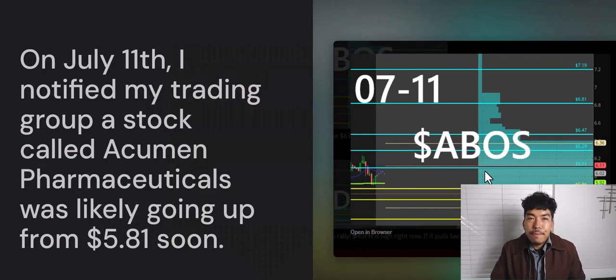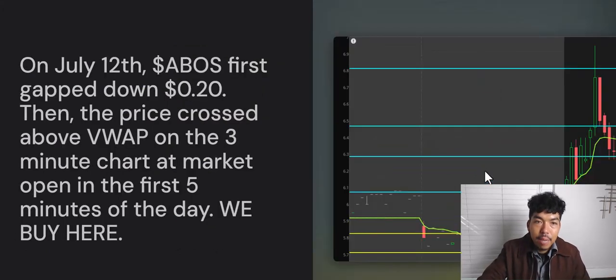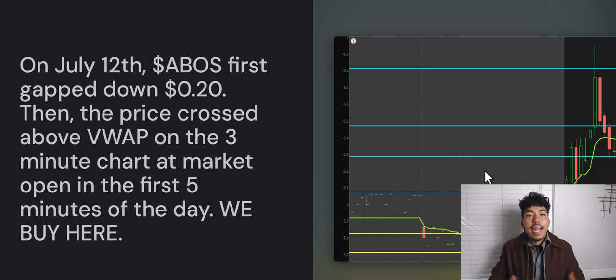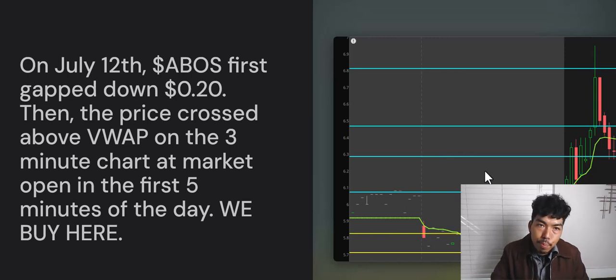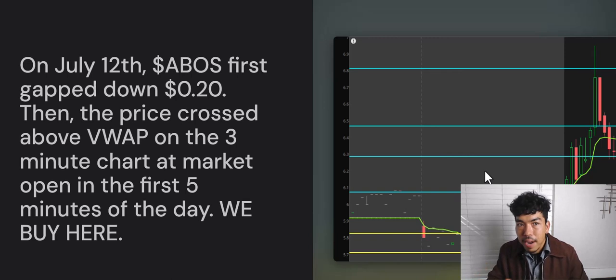ABOS is Acumen Pharmaceuticals. It was at about $5.81 when I first called it out to my team, and the stock on July 12th crossed above the volume weighted average price. But it didn't cross the volume weighted average price right away. Instead, it actually gapped down. So it went from $5.85 to like $5.75, and then the stock started to trend upward. Once the market opened, the stock broke above the volume weighted average price on the 3-minute time frame, at which point me and my traders started buying the stock.